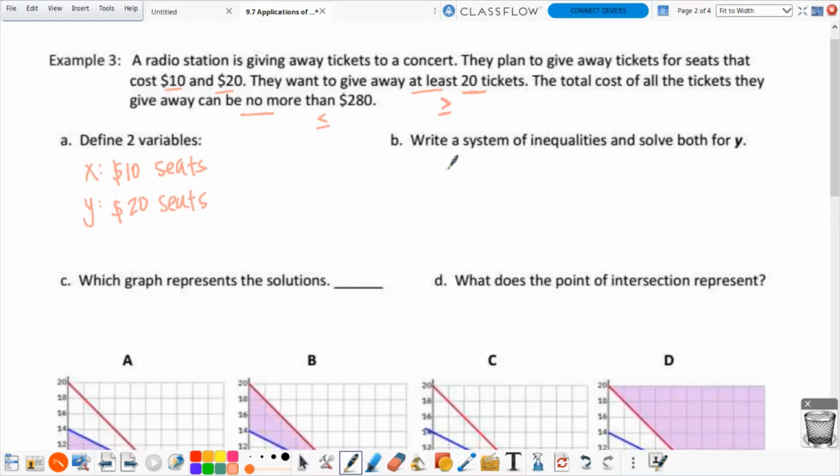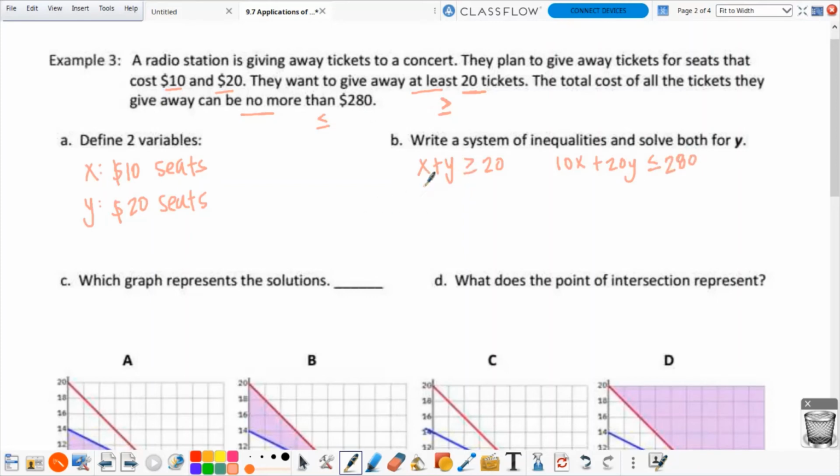All right, so this is write a system of inequalities for both and solve for y. Okay, so let's start with the amount of tickets first. We know that they're planning to give away tickets for seats that are $10 and $20, so x and y. So we're going to have x plus y is greater than or equal to 20. Then our total, we know that we've got $10 and $20, so that's going to be 10x plus 20y, and it's going to be less than or equal to 280. And then we solve for y.